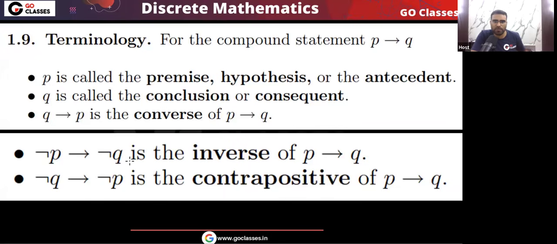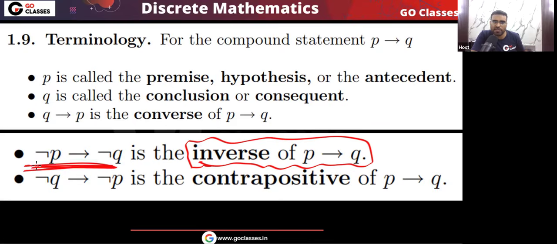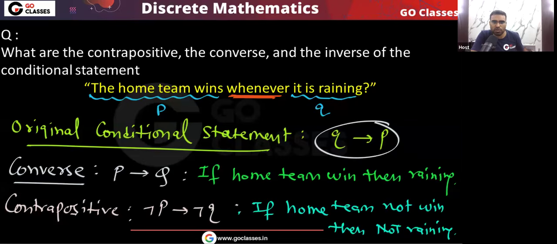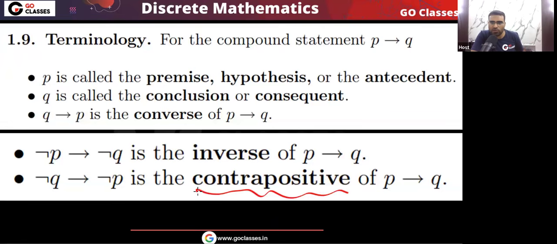Now let's move on. What is the inverse of P implies Q? That is negation P implies negation Q. Yes or no? What is the contrapositive of P implies Q? That is negation Q implies negation P. What is the converse of P implies Q? That is Q implies P. Okay, so very simple point.